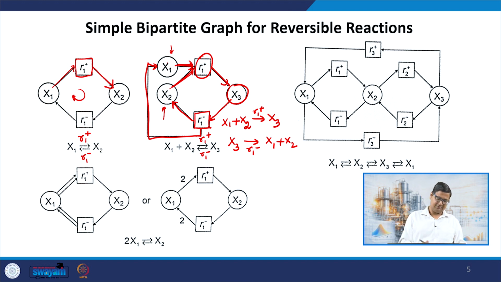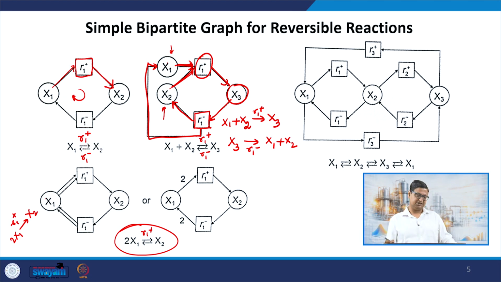Now you can see an example where the stoichiometric coefficient is important. So let us say we have 2x1 giving rise to x2. So from x1, it has to participate in the first reaction R1 plus. R1 plus is the first reaction, but two molecules of x1 are participating here. So therefore I have added two edges to indicate that the stoichiometric coefficient is 2, and both edges are pointing in the same direction. I can also put a number on the edge.